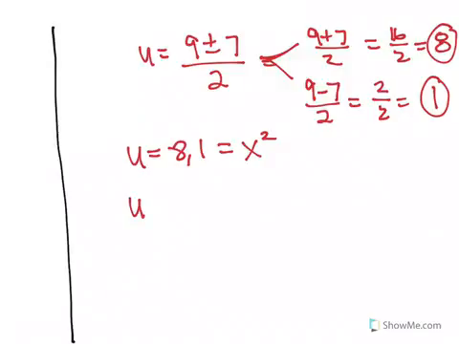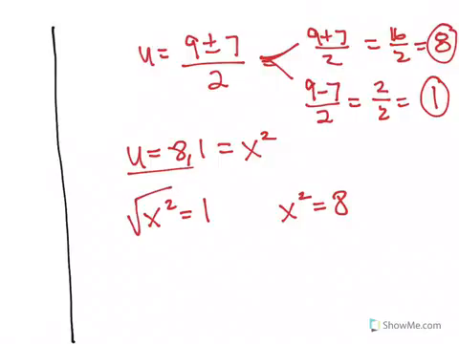Since we want to know what x equals, we need to say x squared equals 1 and x squared equals 8, since that's what u equaled. And now we need to solve for x. So now we're going to use the rules we learned in Unit 7 to solve for x when x is squared. That just means that we take the square root of both sides.